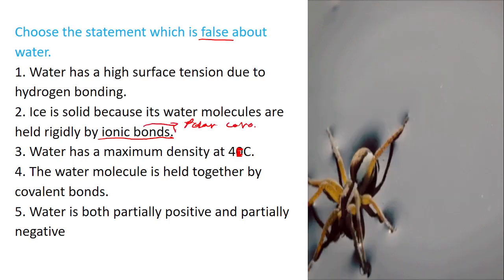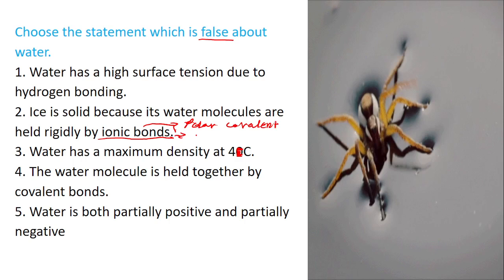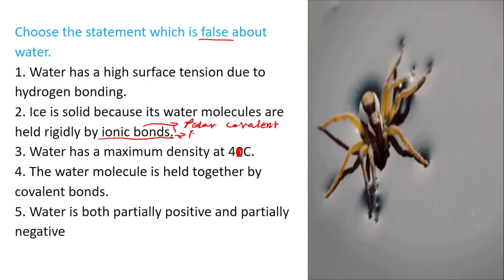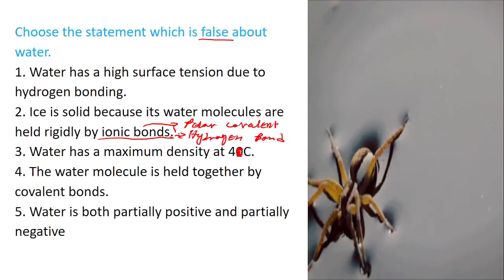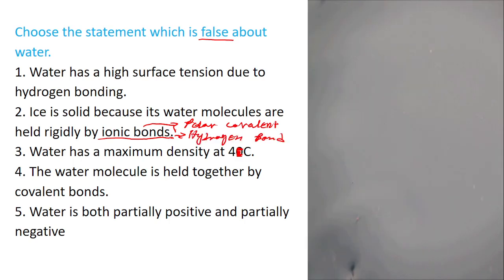This is the bond that cannot be broken. And the other bond which you need to expect in water is the hydrogen bond, and this is the bond which is normally being broken. So the statement here is wrong in such a way that in water we do not expect an ionic bond.